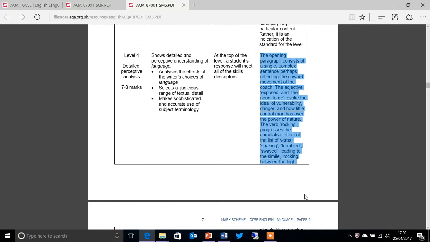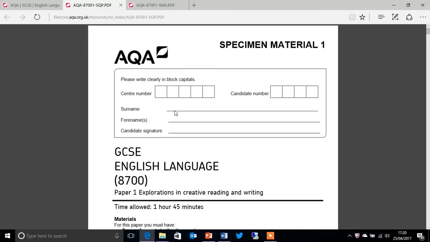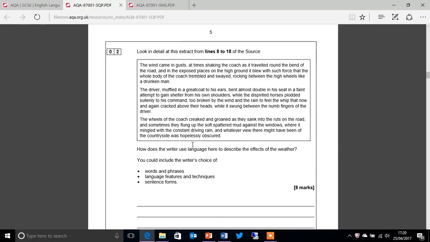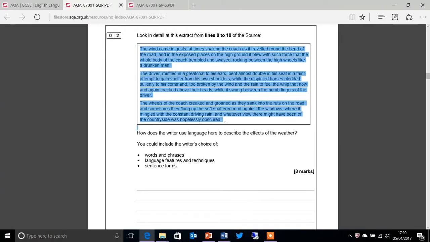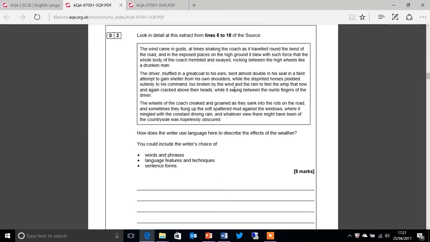Okay, and there's a bit of an example there of the kind of things that you could say. Okay, the text we are focusing on is Jamaica Inn, which is on a specimen paper on the AQA website. When it comes to question 2, you will actually be given the part that you need to analyse language from. So that's really nice. That's a gift from the exam board because you don't have to go all the way through the whole text. You are given a very short bit which is reprinted for you in your answer booklet for you to focus on. So in this instance, it asks you to look in detail at lines 8 to 18 of the source.